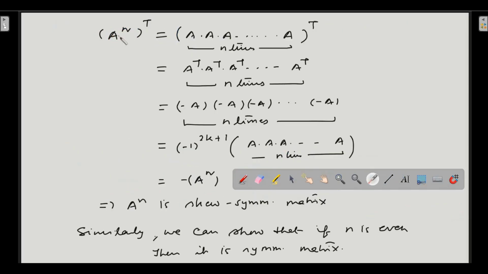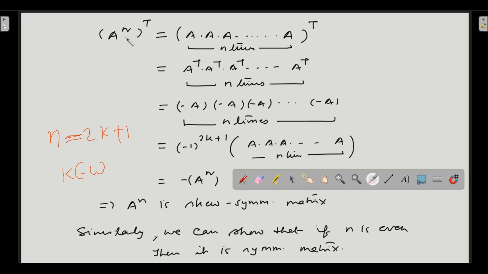Now if we take A to the power small n, where n is odd, over here n is equal to 2k plus 1, where k is any whole number. That is, whole numbers mean 0, 1, 2, 3, 4, 5, and so on, starting from 0. So k is a whole number and small n is an odd number. An odd number can be represented like this. Now this small n has been written, and its transpose is being taken.